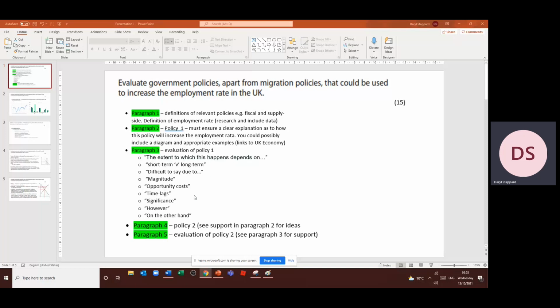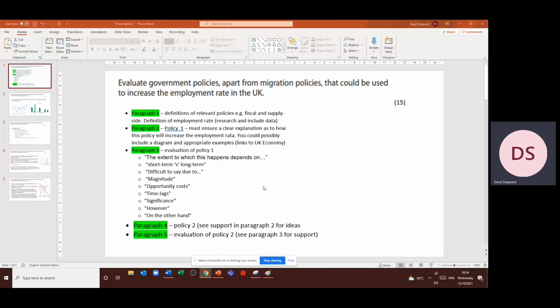I've listed here some possible words that you might want to consider when you evaluate. So things such as the extent to which this will happen will depend on. You could think about the short-term against long-term impacts of this. You could explain why it might be difficult to say what the impact of this policy would be. You might link it back to magnitude, which is about the size of the impact. You could think about opportunity costs, which links in with potential conflicts with other macroeconomic objectives. Again, you could think about time lags: will it benefit in the short term or long term? Will it be a significant impact? And then you've got words such as however or on the other hand that you could be using as well.